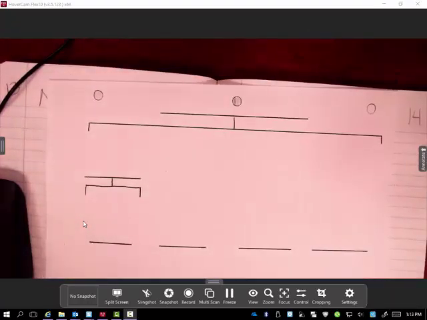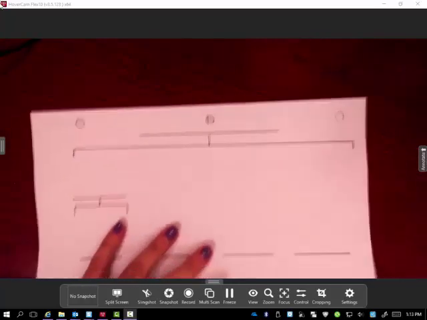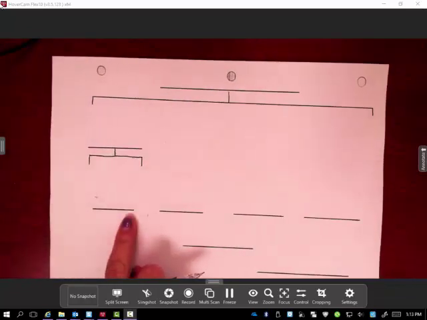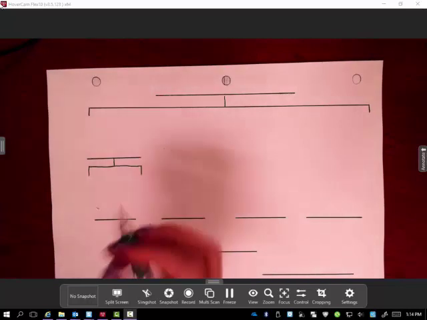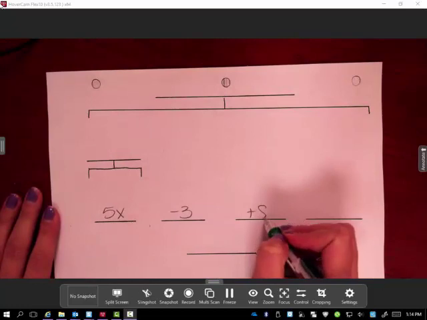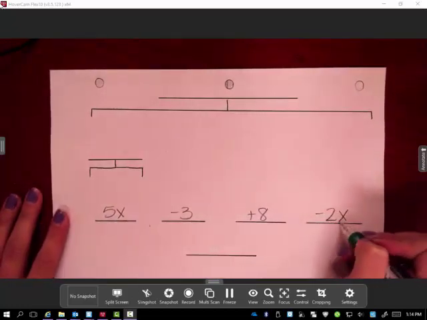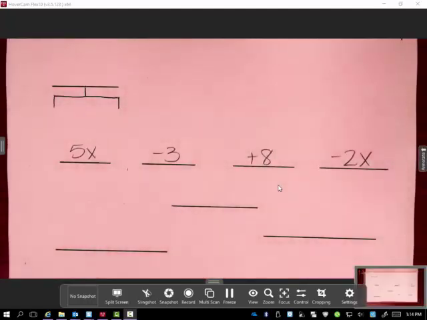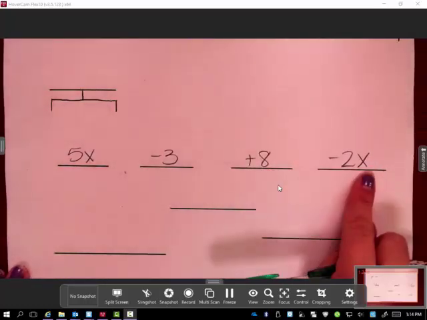Okay, so we're looking at this little organizer here. We want the 3 holes at the top of the organizer, and we're going to fill in some information here, okay? So what I want you to write on your paper, and these 4 blanks right here, we're going to write 5x here, -3 here, +8 here, and -2x right here. All right, 5x minus 3 plus 8 minus 2x.